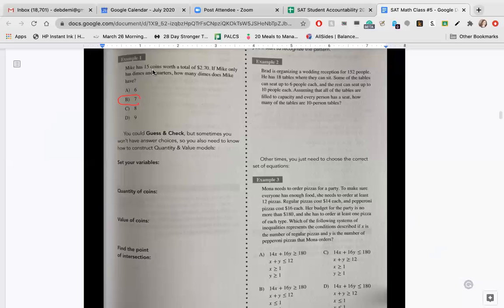So you have 15 coins, that's your quantity. Remember, it's quantity and value problems. There's 15 coins and their worth, that's your value, 270. You Saxon people, this was easy, right?